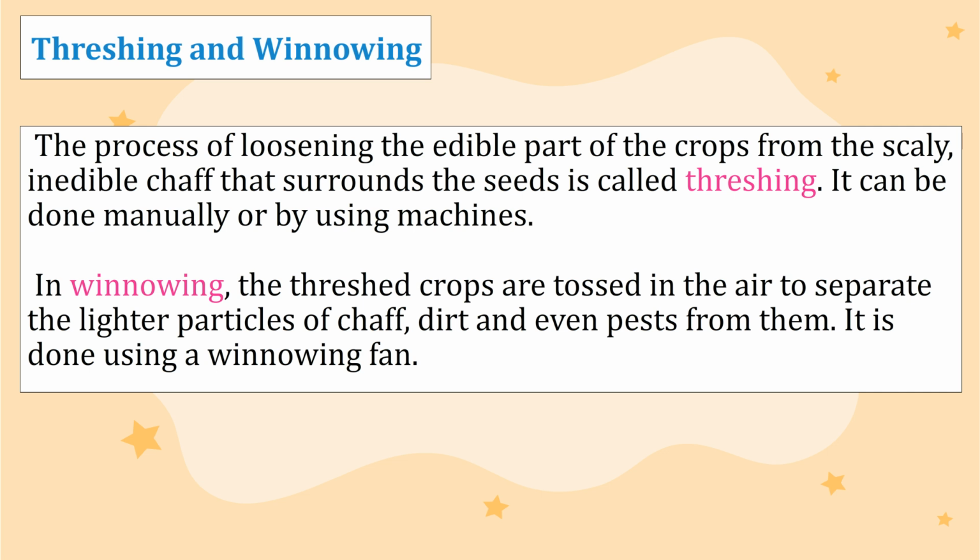Threshing and winnowing. The process of loosening the edible part of the crops from the scaly, inedible chaff that surrounds the seeds is called threshing. It can be done manually or by using machines. In winnowing, the threshed crops are tossed in the air to separate the lighter particles of chaff, dirt and even pests from them. It is done using a winnowing fan.